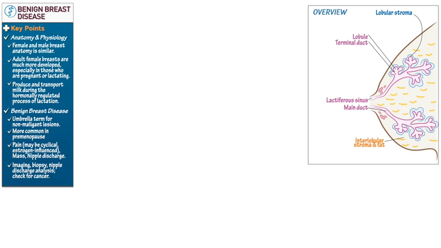In the lobular stroma, fibroadenomas and phylloides tumors. In the lobules and terminal ducts, fibrocystic changes and carcinomas. In the lactiferous sinus and main ducts, mastitis, intraductal papilloma, and Paget disease of the breast all can occur. In the interlobular stroma and fat, we find fat necrosis. Let's learn about these pathologies.